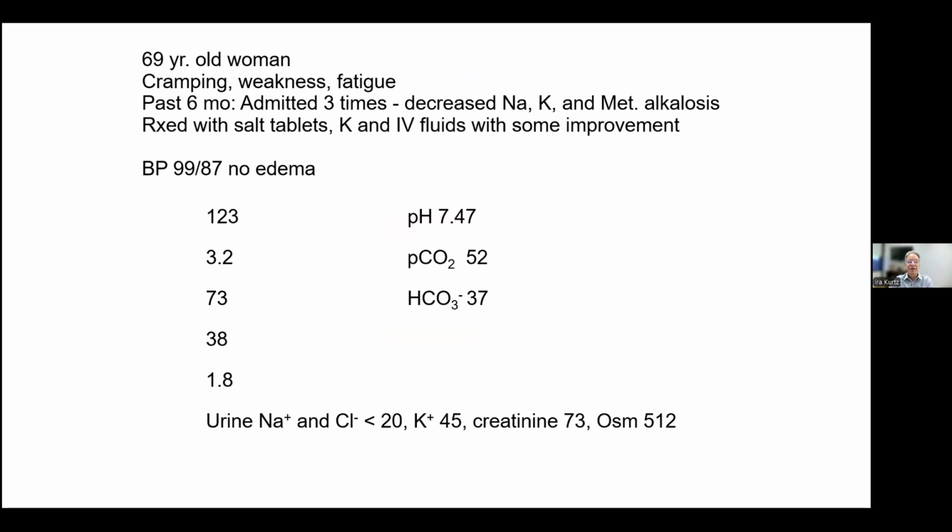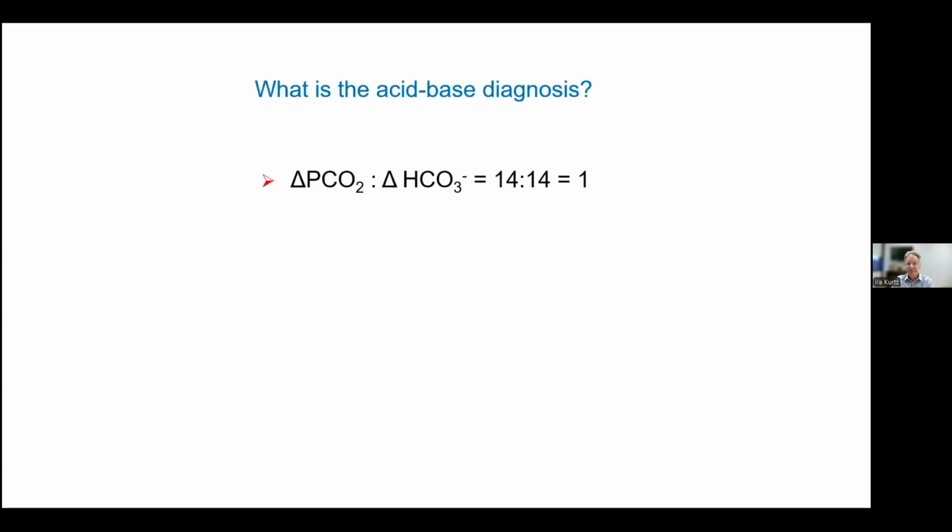Okay, here's another patient. You see the clinical background here. The patient was hypotensive, had hyponatremia, again hypokalemia, and elevated BUN and creatinine, and had a PCO2 of 52 and a bicarbonate of 37. In this particular case, the urine chloride was low, and you can see the rest of the chemistry in the urine there. So when we calculate the change in PCO2 to change in bicarbonate, they were equal.